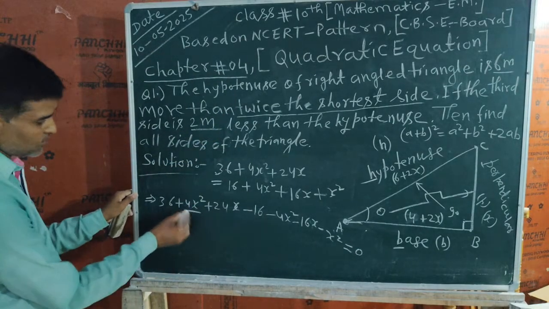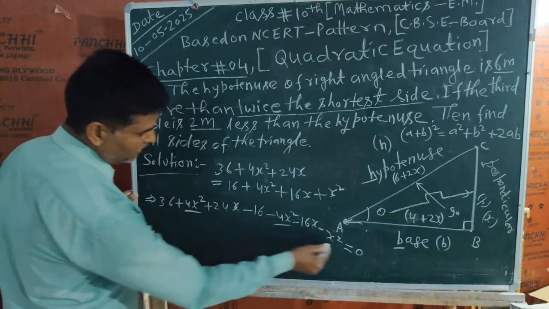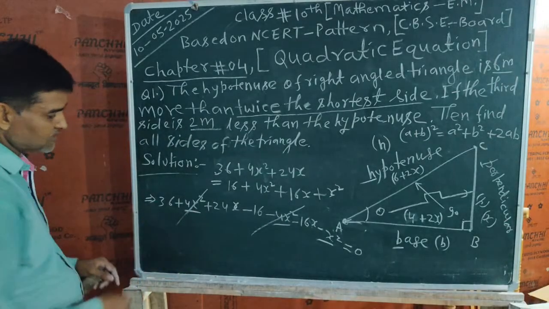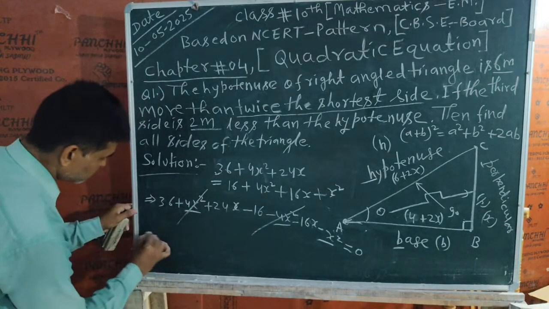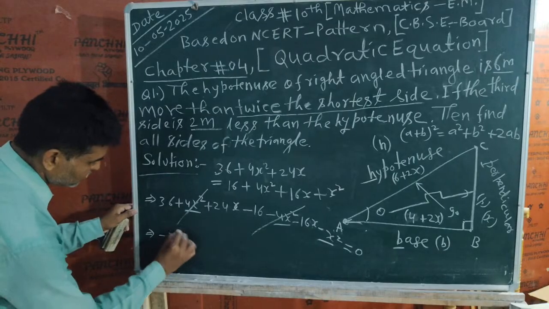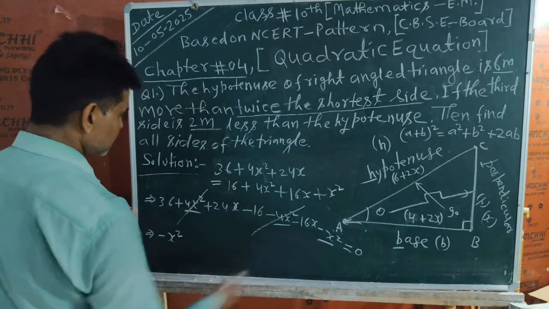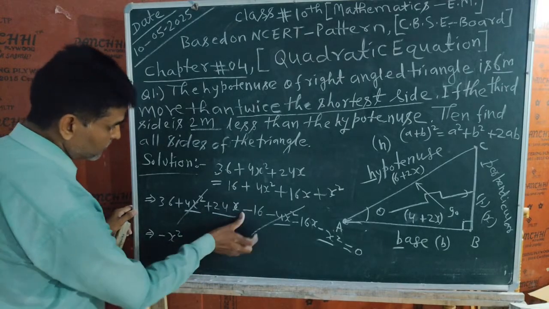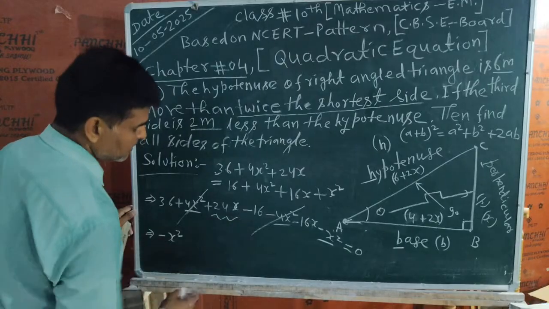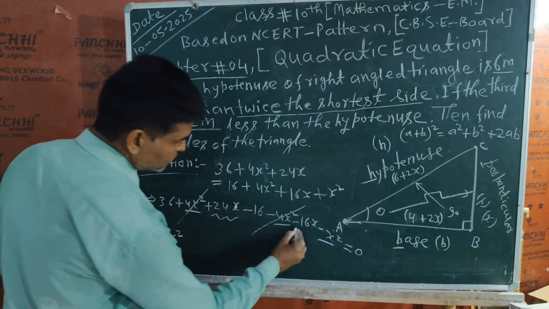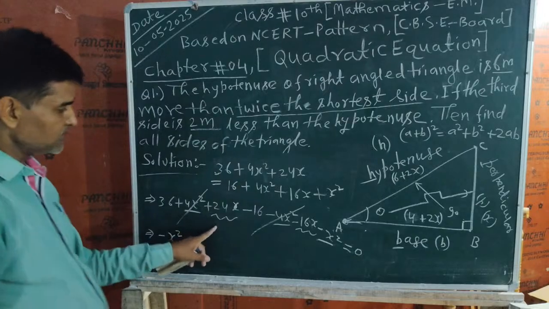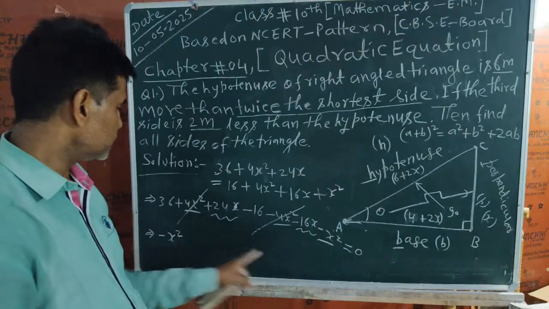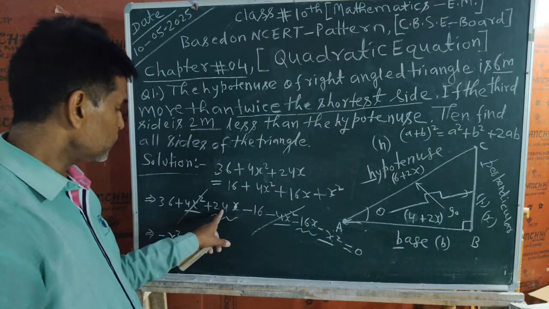Now I am considering the x square terms at one point. Here 4x square and minus 4x square cancel out, so I will write minus x square. Okay student. Now I will arrange the coefficient of x. Here 24 is available and here minus 16 is available, so I will subtract: 24 minus 16.